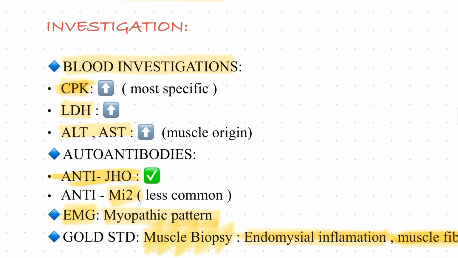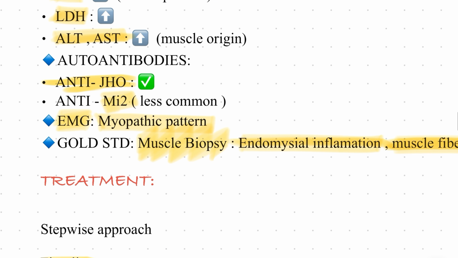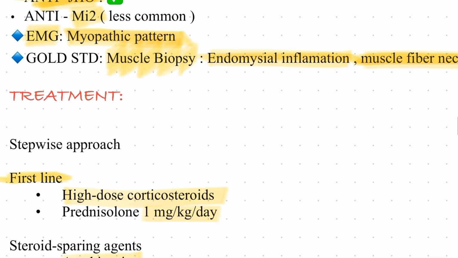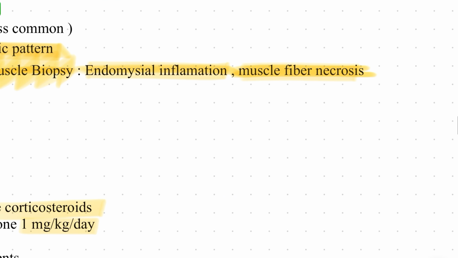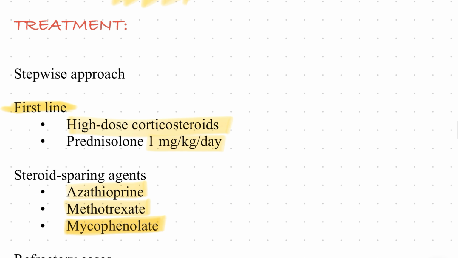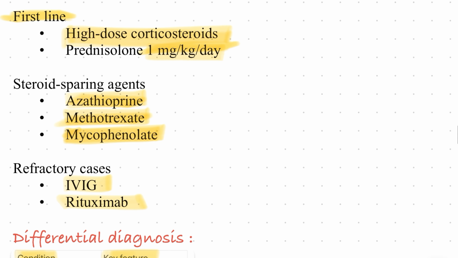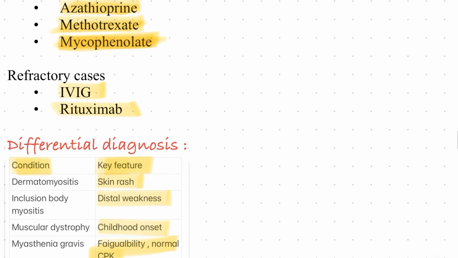Then coming to investigations, we saw blood investigations. CPK, LDH, ALT, AST will be increased, and CPK is the most specific. Then autoantibodies, anti-Jo will be present most commonly. Then EMG, myopathic pattern. Then the gold standard, muscle biopsy, as we discussed in pathophysiology. Then treatment, stepwise management, high dose corticosteroids, for example 1 mg per kg prednisolone. Then steroid sparing agents, azathioprine, methotrexate, mycophenolate mofetil. Then for refractory cases, we'll give IV immunoglobulin or rituximab.